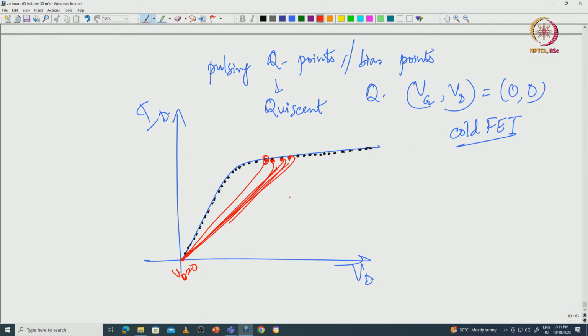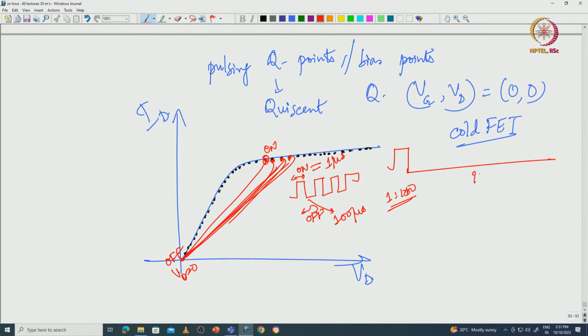Okay. So this happens in pulse, right. I keep the device on, and then off. I keep the device on for say 1 microsecond and I keep the device off for say 100 microsecond. So the duty cycle could be 1:100 or something like that. So this helps you dissipate the heat. At 1 microsecond the device was on, but the device is off for 100 microsecond. So you give 100 times more time for the device to dissipate the heat.